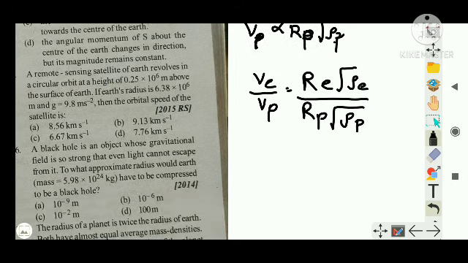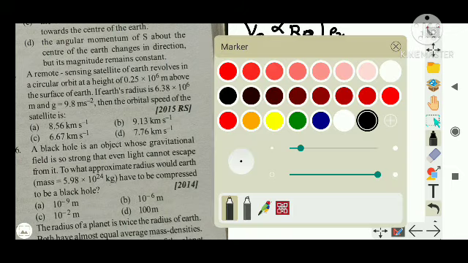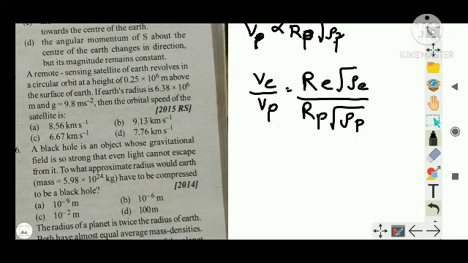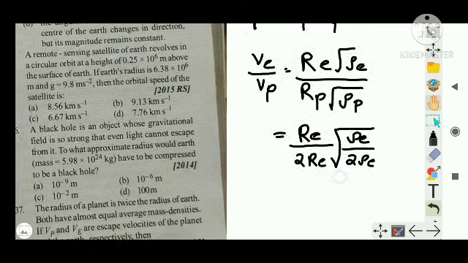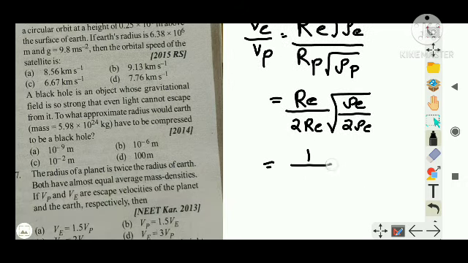Now what has been talked about radius of the planet, it is said that radius of planet is twice the radius of Earth, so here it becomes Re by 2Re, right? And told that the density is also twice, so it is rho e by 2 rho e, right? So I will get this as 1 by 2 root 2, that is escape velocity of Earth by escape velocity of planet is equal to 1 by 2 root 2. Clear? It's easy.